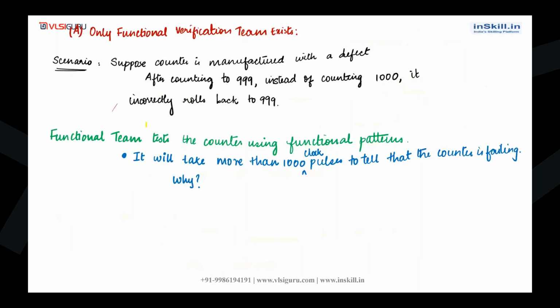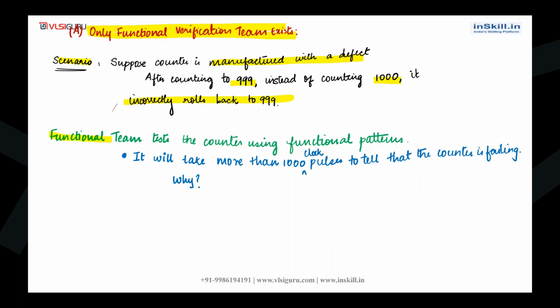So first case, only a functional verification tool exists. In our design, we have a 10-bit counter with a counter initialization and counter observation circuit. The scenario we are considering is that the counter is manufactured with a defect, so after counting 999, instead of counting 1000, it incorrectly rolls back to 999. Now, what will happen if only the functional verification team exists?